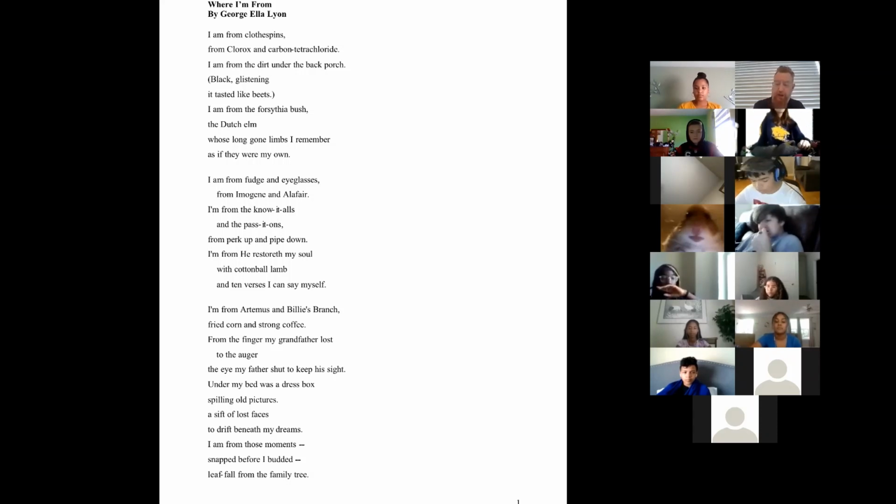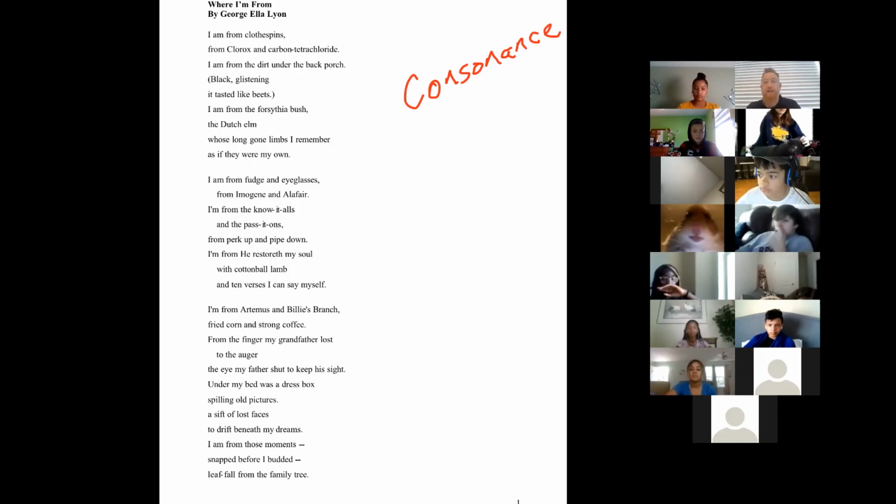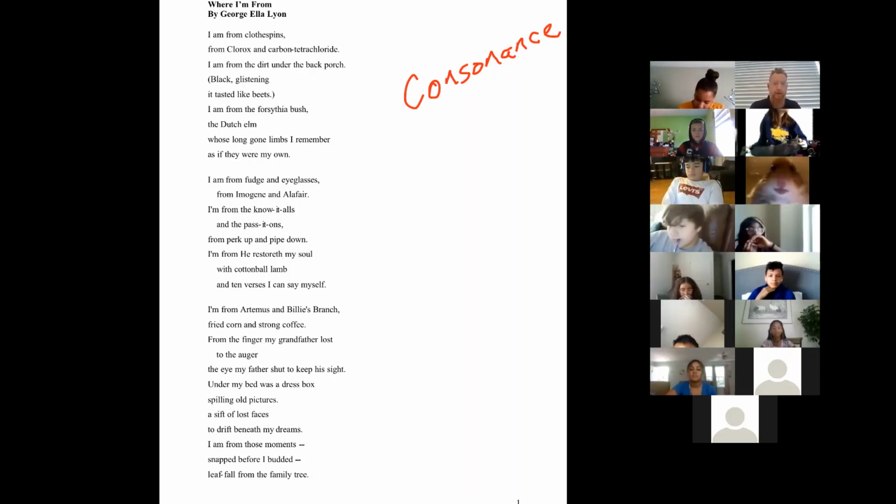And so one of the things I want to focus on is going to be consonants. All right, and consonants is when you have repeated consonant sounds. Sounds that are not vowels. So one of the things that we're going to look for is that repeated sound.